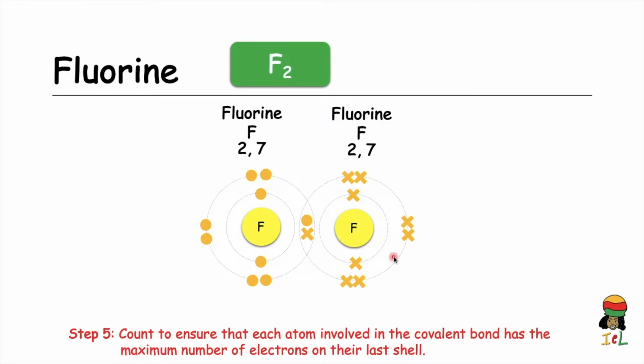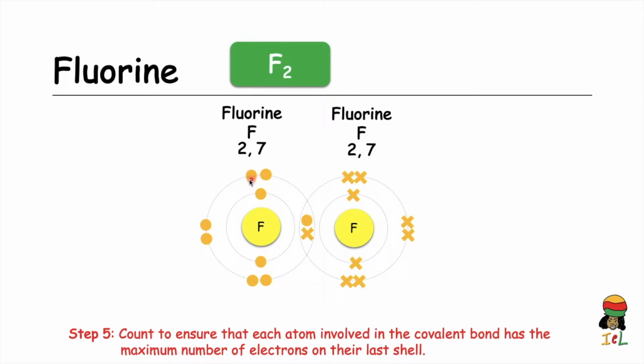Step 5, we're going to count to ensure that each atom involved in the covalent bond has the maximum number of electrons on their last shell, because remember, the inner lying shells already contain their maximum number of electrons. Whenever we're counting the electrons on the valence shell, the shared electrons are counted for both atoms.